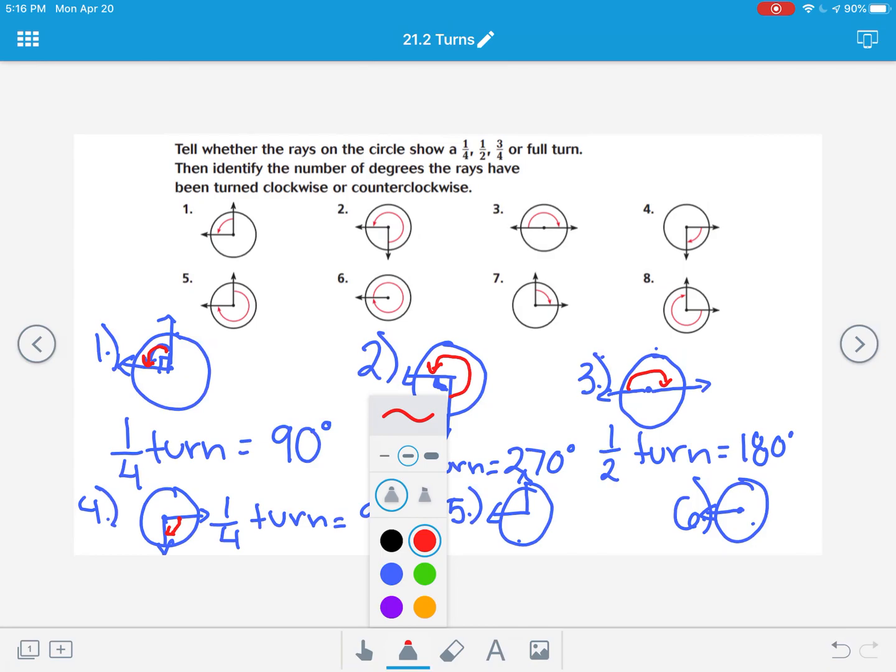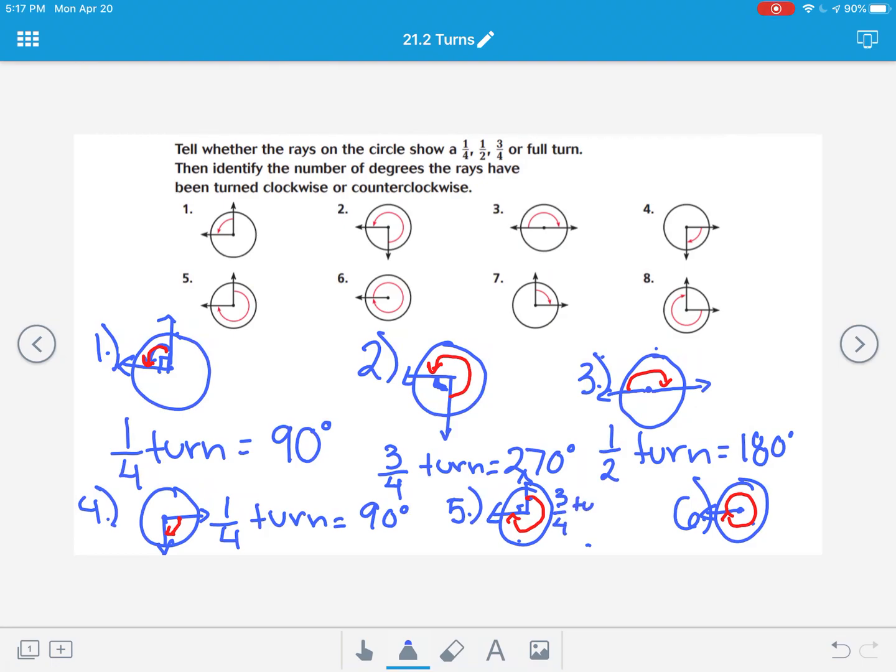So you can be copying these as well. All right, so let's take a look at number 5. Number 5, I see that although I see a quarter measurement from that 90-degree angle, I'm looking at the red arrow, and that shows it covering 3/4 of the circle. So that would be a 3/4 turn. And 3/4 turns equal 270 degrees.